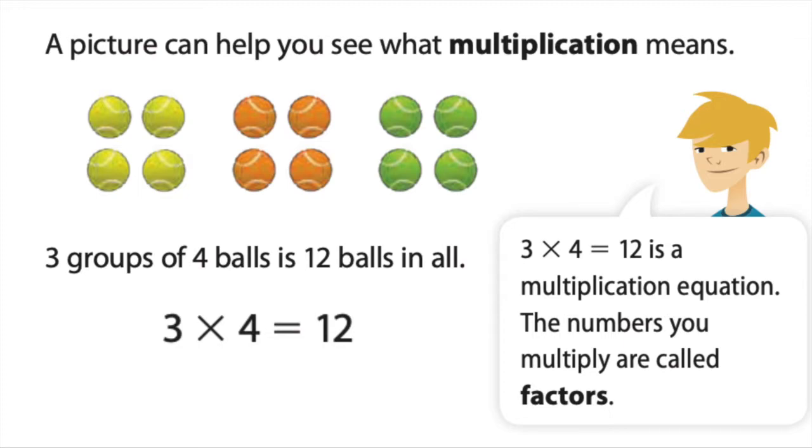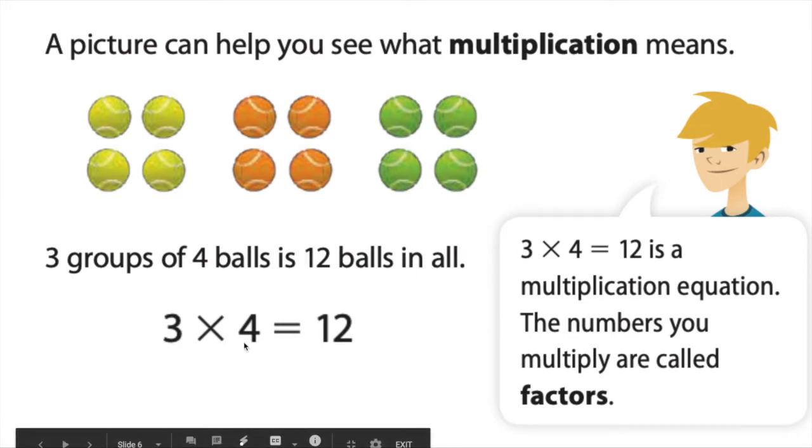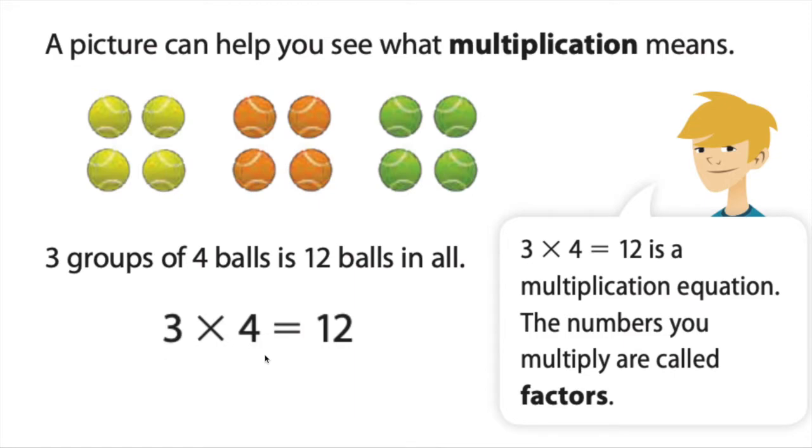So this little fellow has a tip for us so that we can learn an important math word. 3 times 4 is a multiplication equation. The numbers you multiply are called factors. So in this equation, 3 is a factor and 4 is a factor because those are the numbers we're multiplying together.